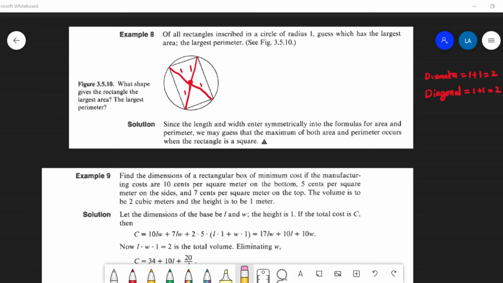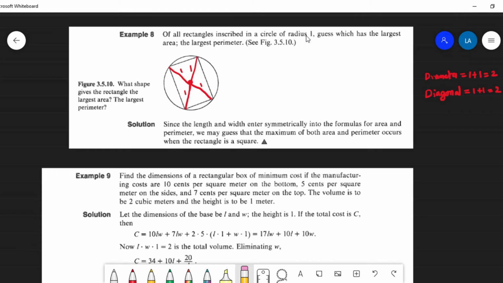In this video lecture, we are going to deal with maximum and minimum problems, and some problems which are solved in our textbook. The first problem is example 8, which is asking us to guess something.